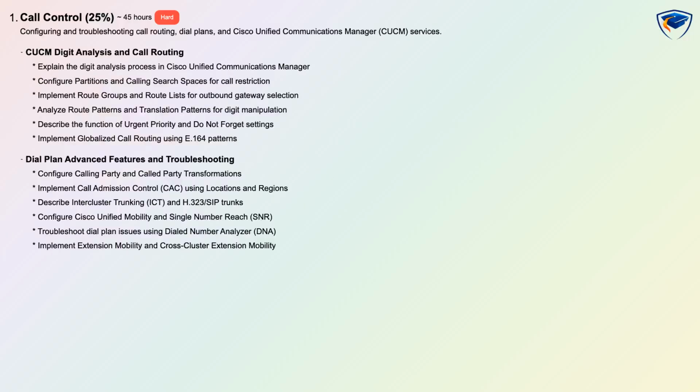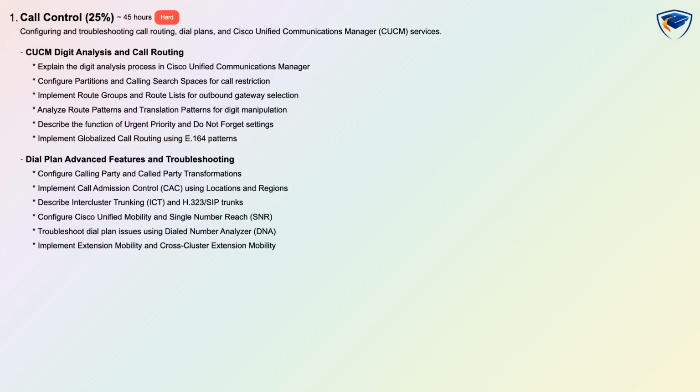Call control accounts for 25% of the exam and is rated hard with about 45 hours of study recommended in both hands-on and conceptual assessment. You will learn CUCM digit analysis and the call routing process, including how partitions and calling search spaces control call restriction and how route groups and route lists select outbound gateways. The domain also covers route and translation patterns for digit manipulation, urgent priority settings, and globalized E164 routing.